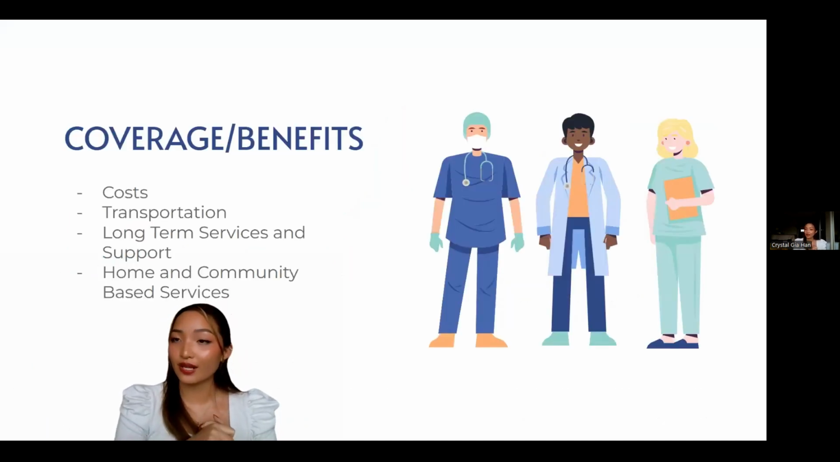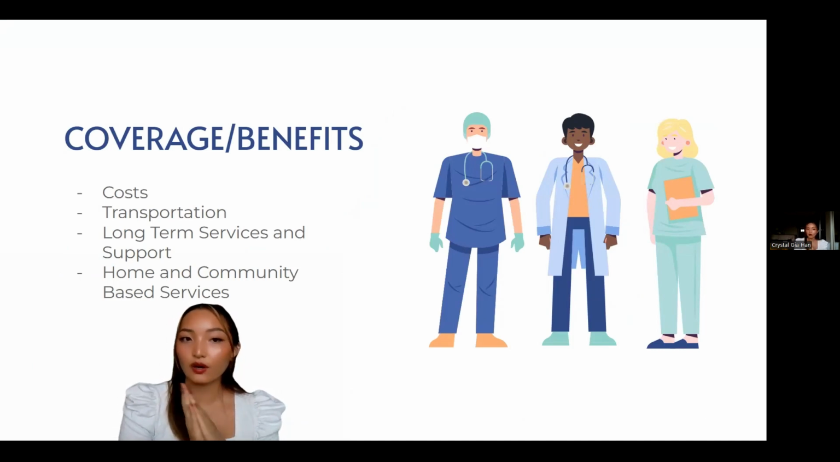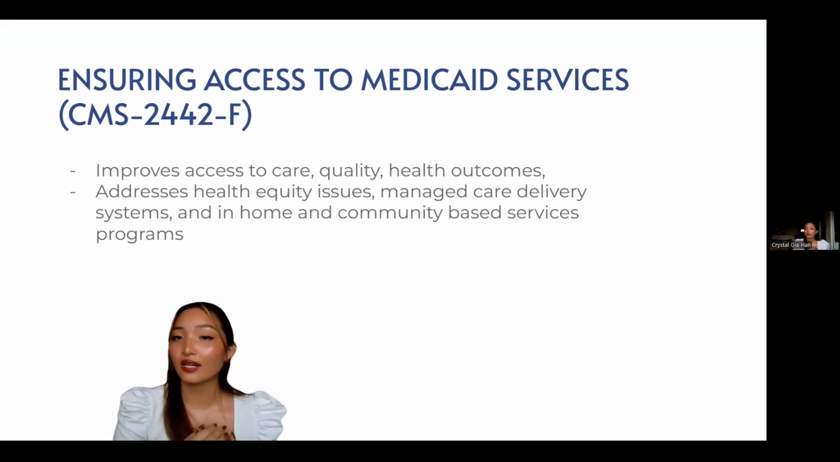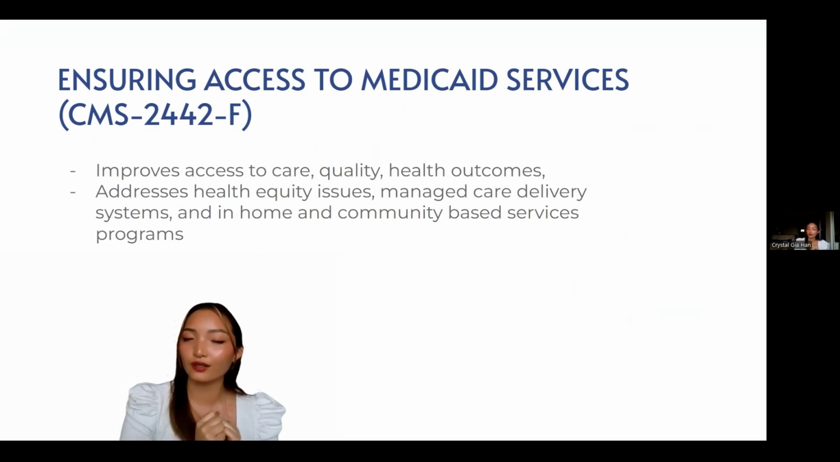Okay, so speaking of coverage and benefits, I will be going over the costs, transportation, long-term services and support, and home and community-based services. However, starting off, very recently in 2024, the final rule for ensuring access to Medicaid services was published. Basically, this final rule improves access to care, quality, and health outcomes. It also addresses health equity issues, managed care delivery systems, and home and community-based service programs that I will be explaining further later.